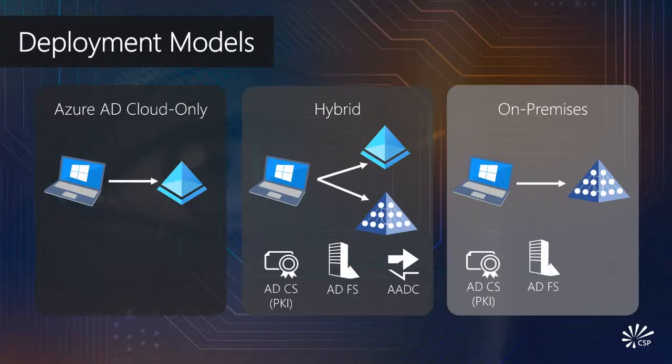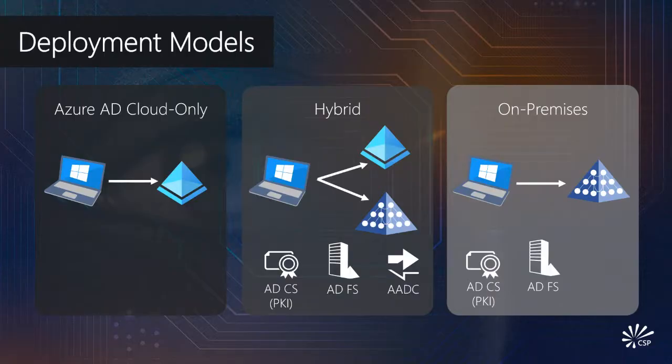Now I have also listed Active Directory Certificate Services, or ADCS, and this is the Microsoft implementation or solution for a PKI, but you technically could use any third-party enterprise PKI solution as well, so it doesn't have to be the Microsoft PKI. I also have Active Directory Federation Services listed, or ADFS for short, as another requirement for on-premises.